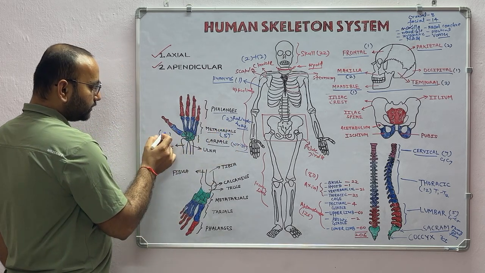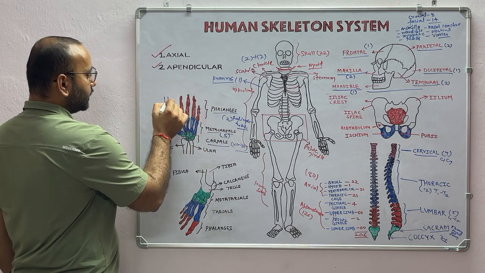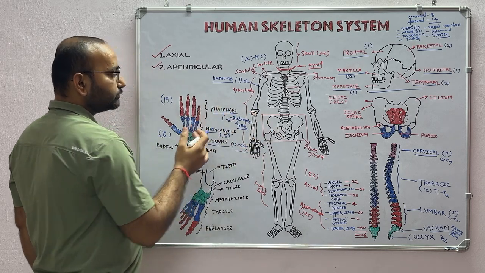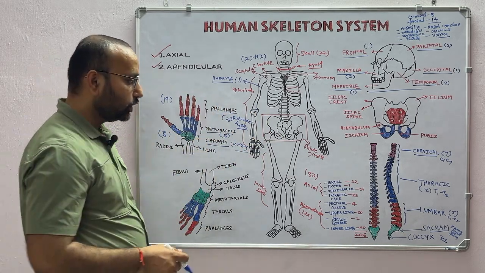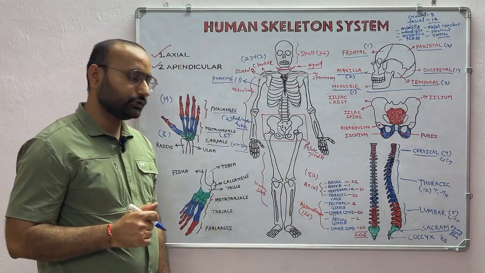Again, carpals will be 8 in number for a single hand. Then you have the phalanges, which are 14 in number for a single hand. So if you multiply these numbers by 2 and add together, then all these numbers will add up to 60. So how many bones do you have in the upper limb? You have 60 bones in the upper limb.